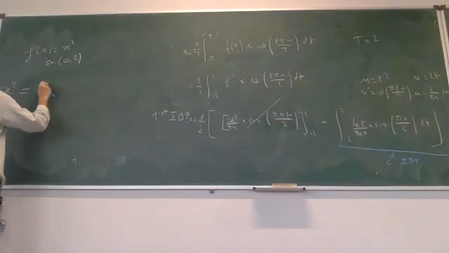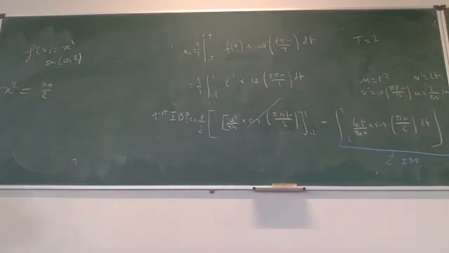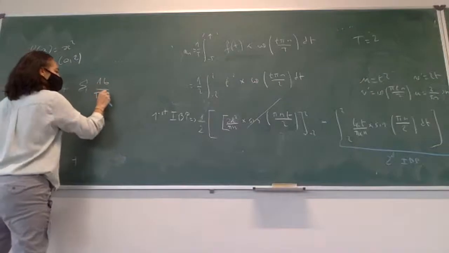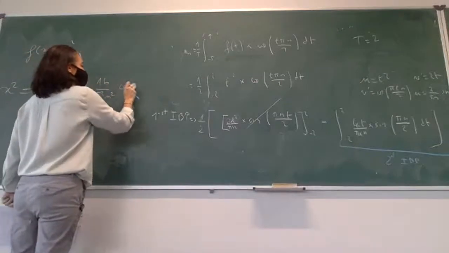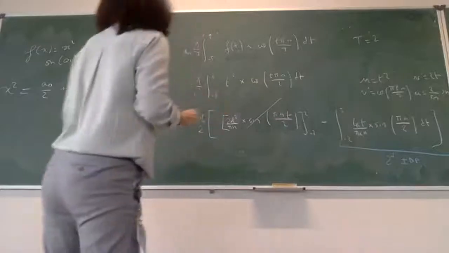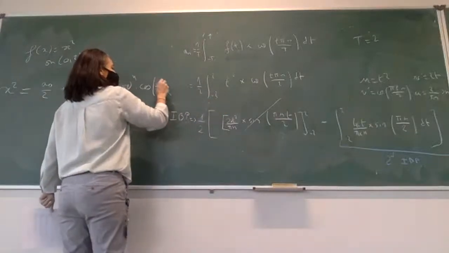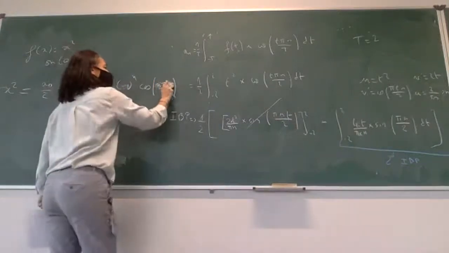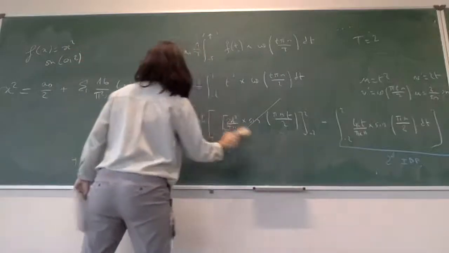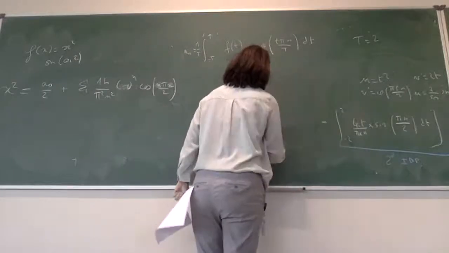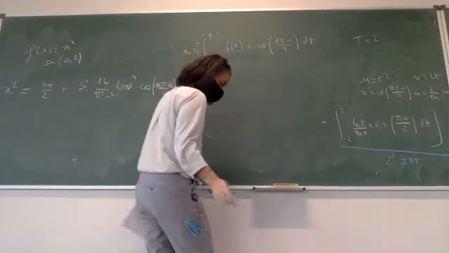Oh, we forgot something. We forgot to compute A0, so we need the A0 over 2 plus the sum of 16 over pi square n square times -1 to the n times the corresponding cosine, n pi x over 2. Okay? We still need the A0. So those of you who have computed the A0, what did you get?